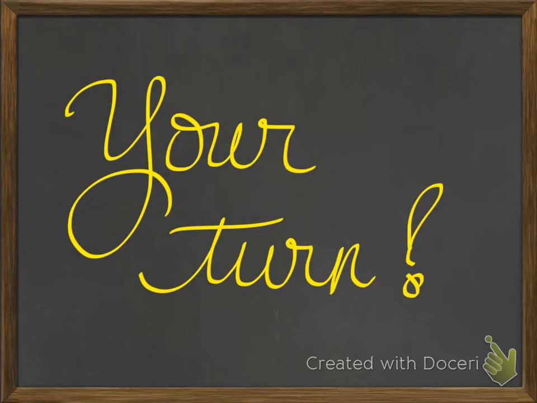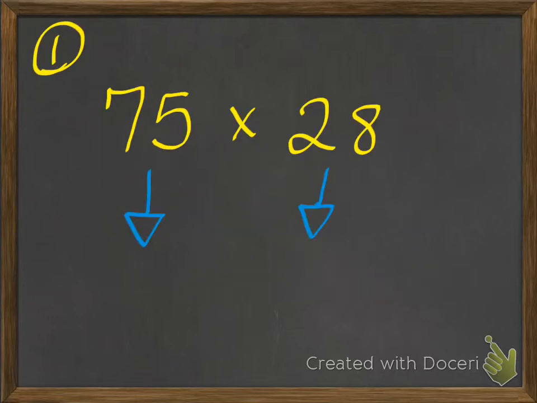You're going to use either rounding or compatible numbers to find an estimate to the problem. 75 times 28. Solve the problem. Pause the video and solve the problem, and then I'll check back with you and see if you got it close to my answer.